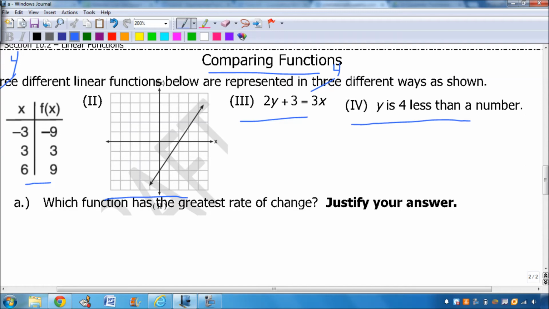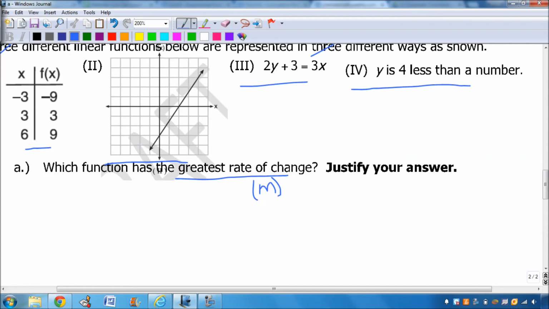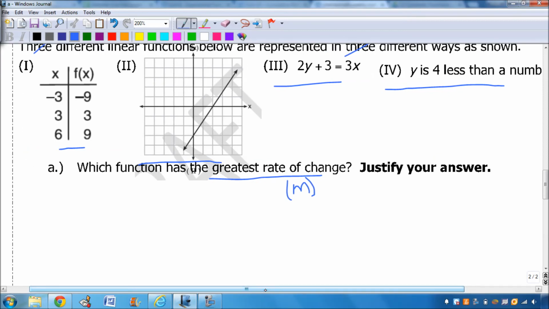So question A says, which function has the greatest rate of change? So that's our m, our slope. That's what we want to figure out. So let's figure out the slope of function number 1. In function number 1, right here, we have 2 points that we can choose from. It's up to you what 2 points you want to choose. So you can choose (-3, -9), (3, 3), or (6, 9). What I'm going to do is choose (3, 3) and (6, 9) because those are positive values and I don't want to have to deal with any negatives.